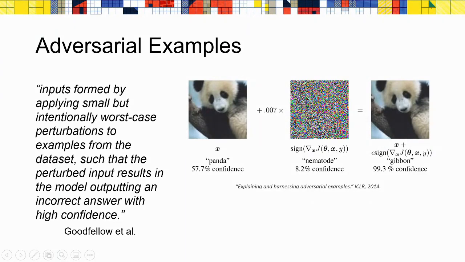What are these adversarial examples? Using the words of Goodfellow, these are slightly perturbed inputs that result in the model outputting an incorrect answer. An example is this image of a panda, which is correctly classified by the model. However, by simply adding this adversarial noise, it is possible to produce an imperceptibly close image, this one, which is however misclassified as a gibbon, with high confidence.